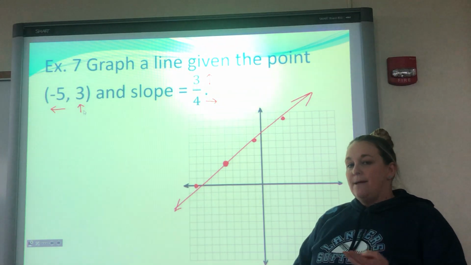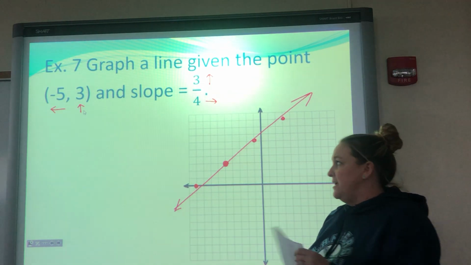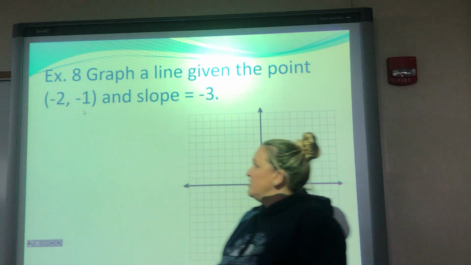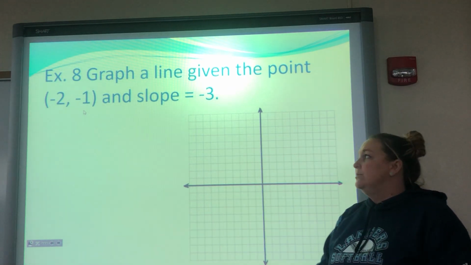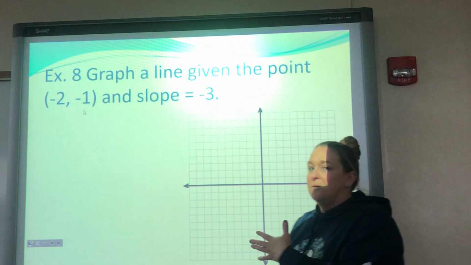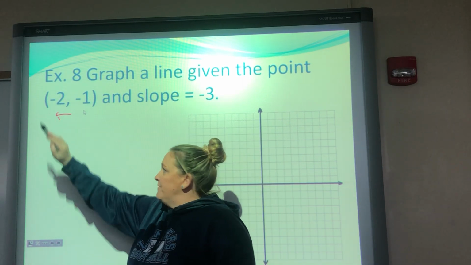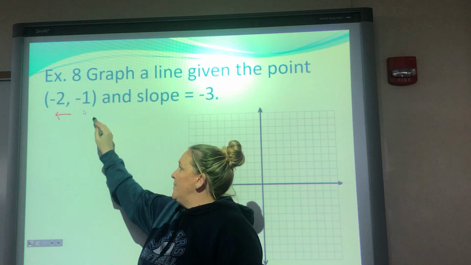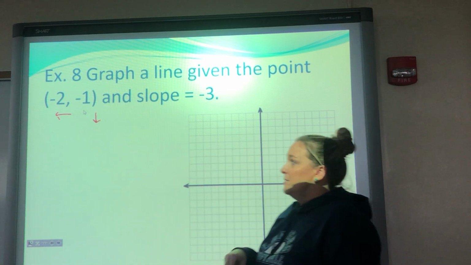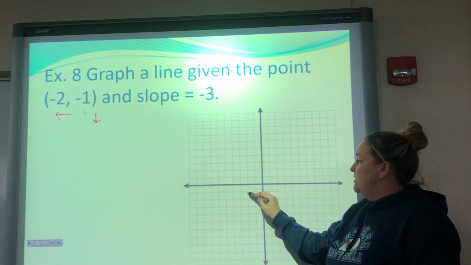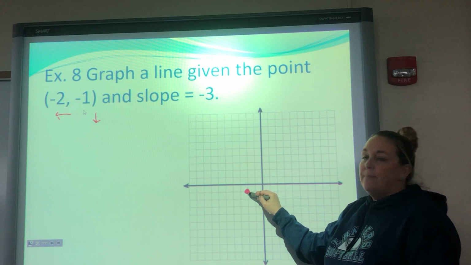Okay, the last two examples have one kind of little tricky part. So just stay with me for just these last two. Okay, if you notice, my point looks pretty normal. It's negative, so left or right, I know it's left. And then the second number is negative, up or down, I know it's down. So from the origin, I'm going left 2, down 1 to get my point.